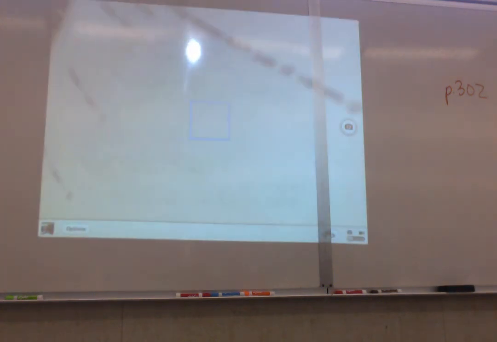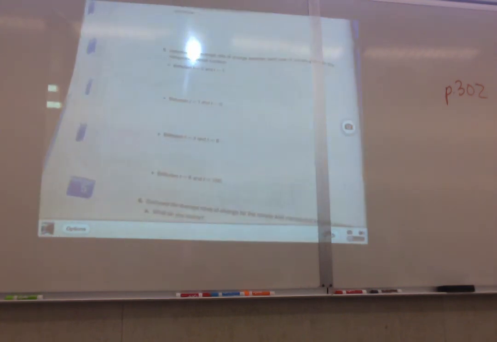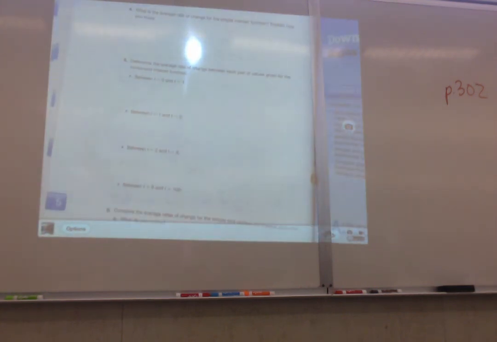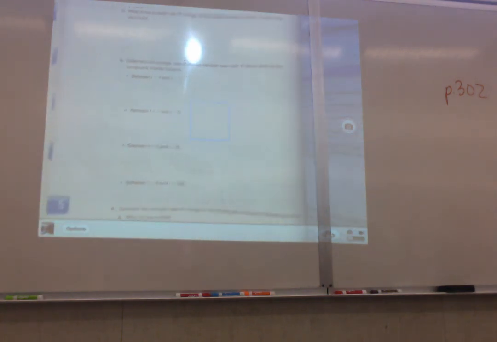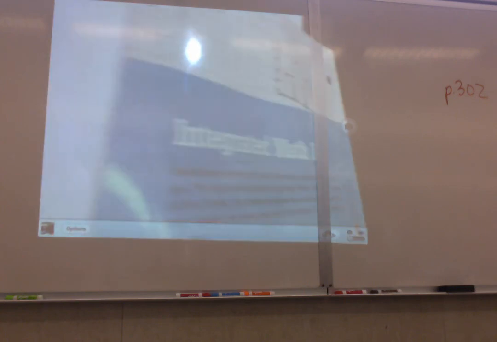What is the average rate of change? Determine the average rate of change. I don't want to do this, okay? Right now, put away books. Get out your homework packet, please.